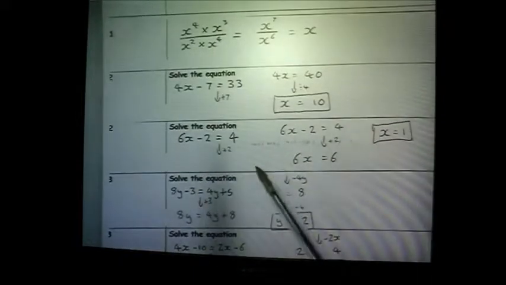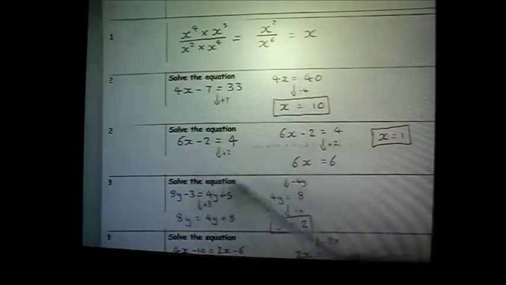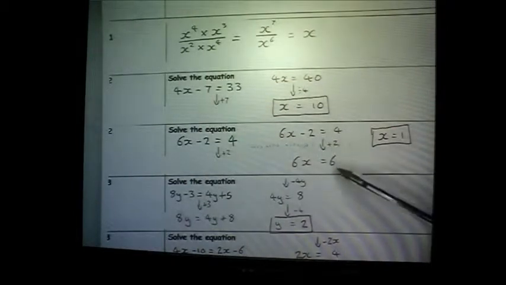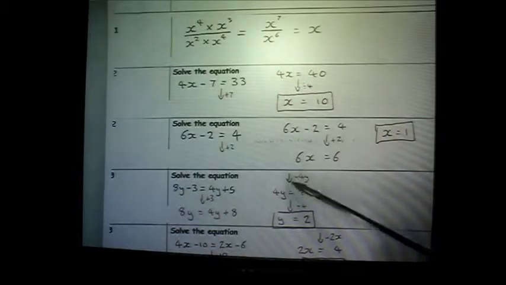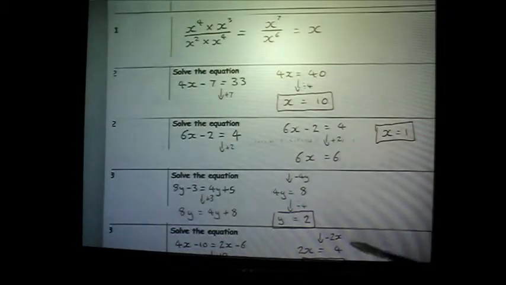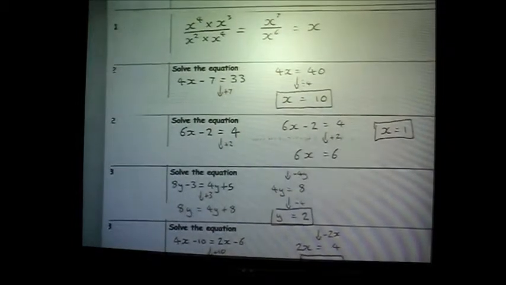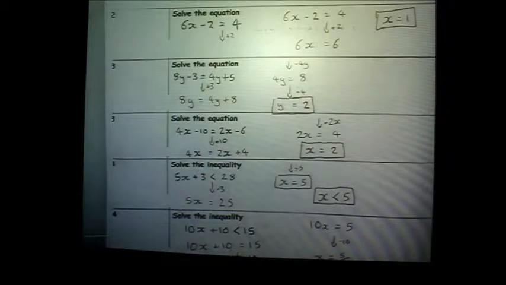The next one is very similar, this one. You need to get rid of that negative 2 or minus 2. So you add 2 to both sides, which I've done here. And that leaves you with 6x equals 6. So 6 times what is 6? Well, it's 1. Or you could just divide both sides by 6. So x equals 6 divided by 6. Well, how many 6s go into 6? It's 1.